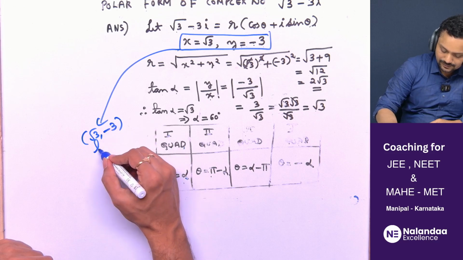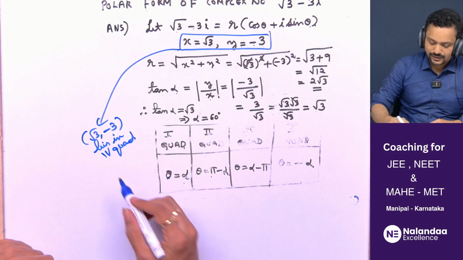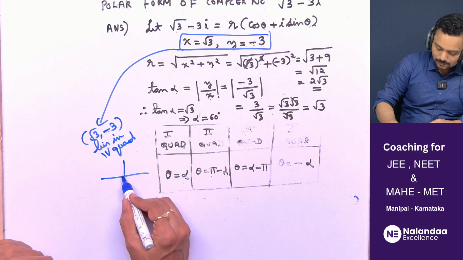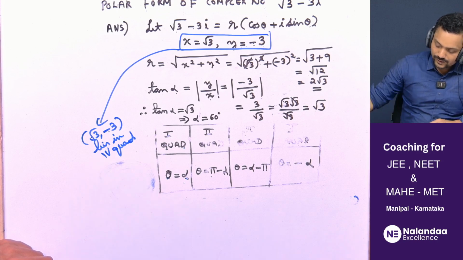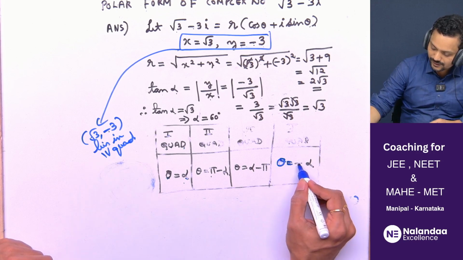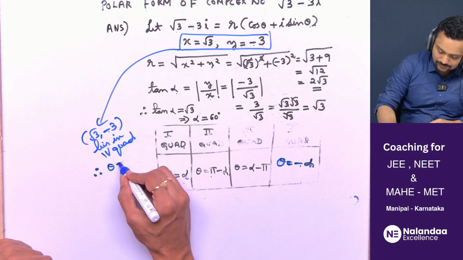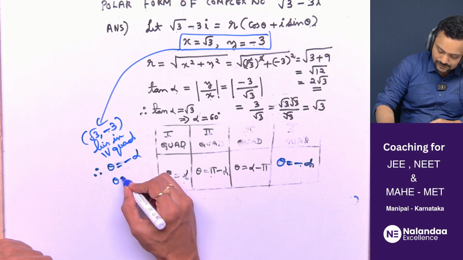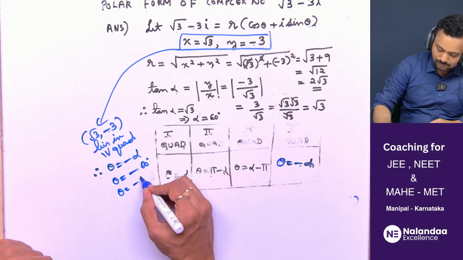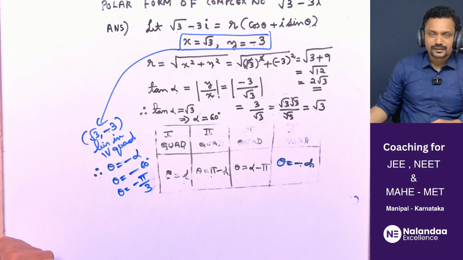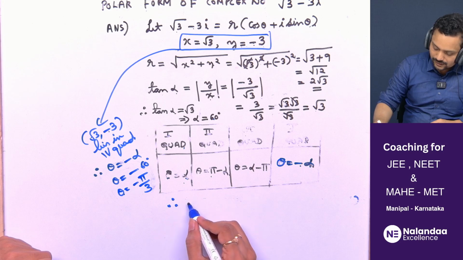This point lies in the fourth quadrant. Plus and minus is the fourth quadrant. Now we can see that if it is in the fourth quadrant, the value of theta is the negative of alpha. Therefore theta will be equal to minus alpha. So theta will be equal to minus 60 degrees, or theta is equal to minus pi by 3. Yes, so students, this is theta here.